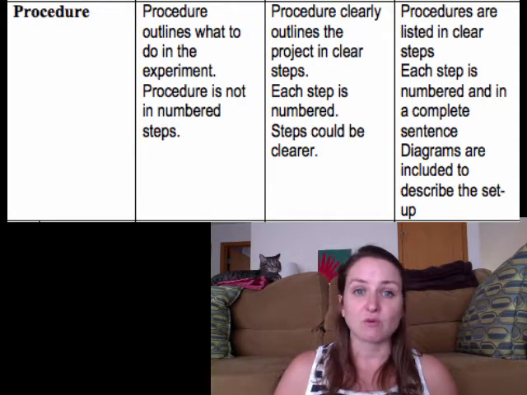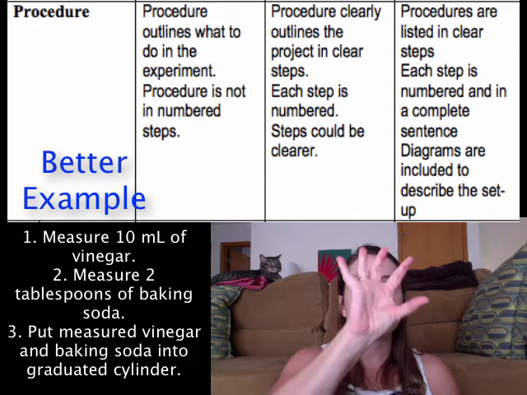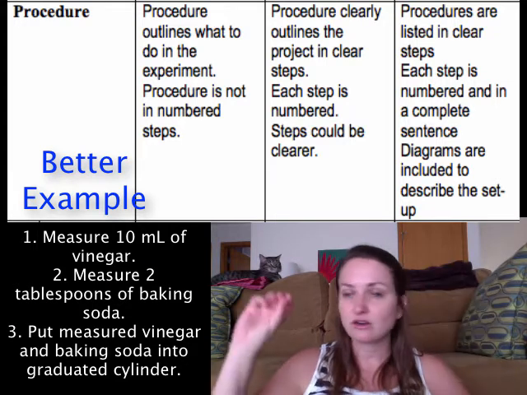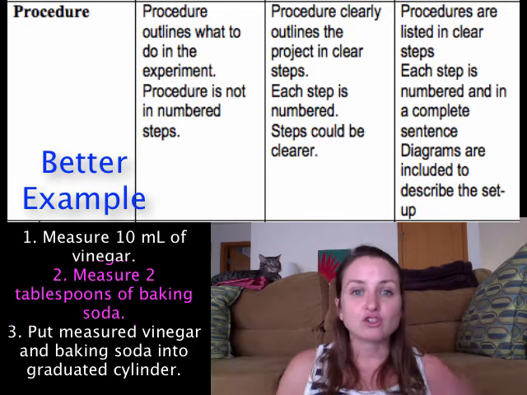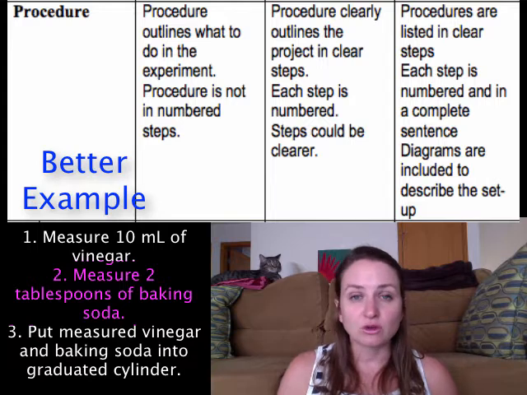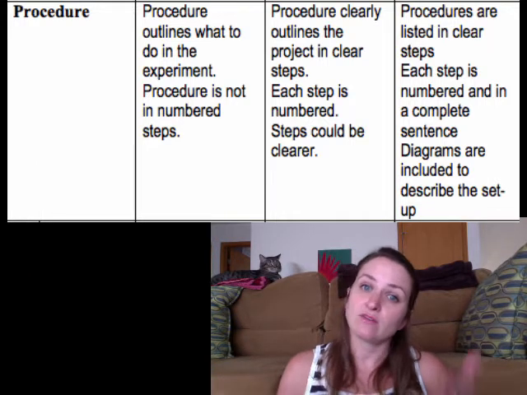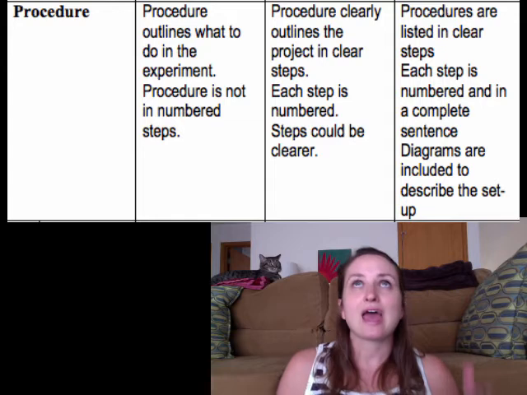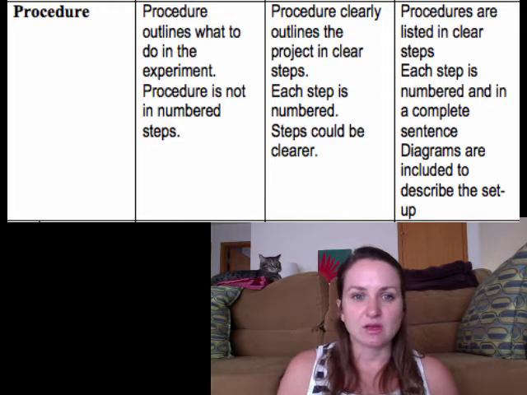We want to make sure that we have a number with a period and then a sentence, capital letter, period at the end, of a short direction of what you are going to be doing in your experiment, or if someone else were to do your experiment, how they would have to complete the experiment. So make sure that you don't get tripped up on that.